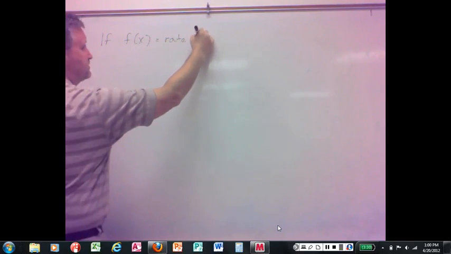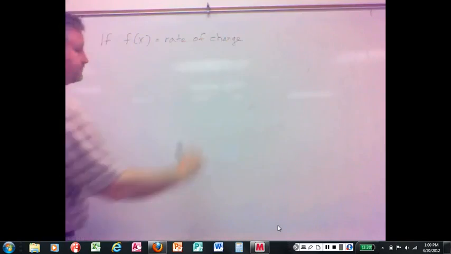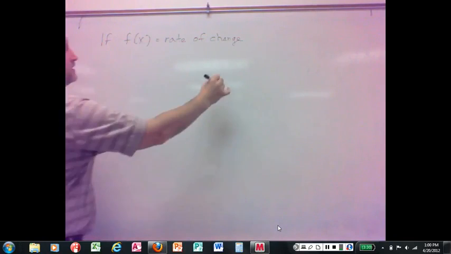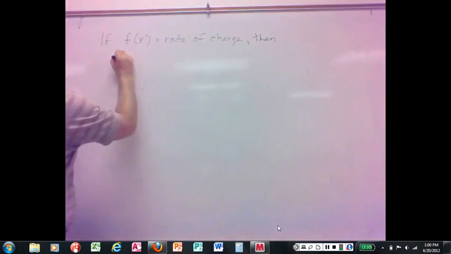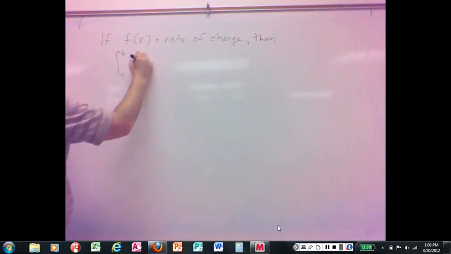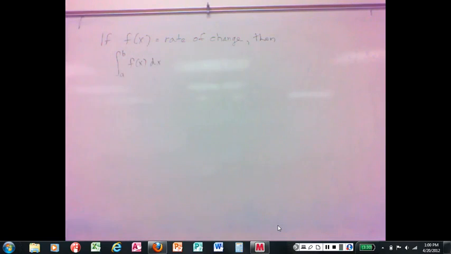Equals a rate of change of some sort, then your integral of that rate of change, a to b, f of x dx. If you think about what that would then provide you, if this is a rate of change, we do the integral, so we've got a rate of change like the velocity. The velocity is a rate of change. So if I do the integral of the velocity, won't that get me back to that position function or displacement function?